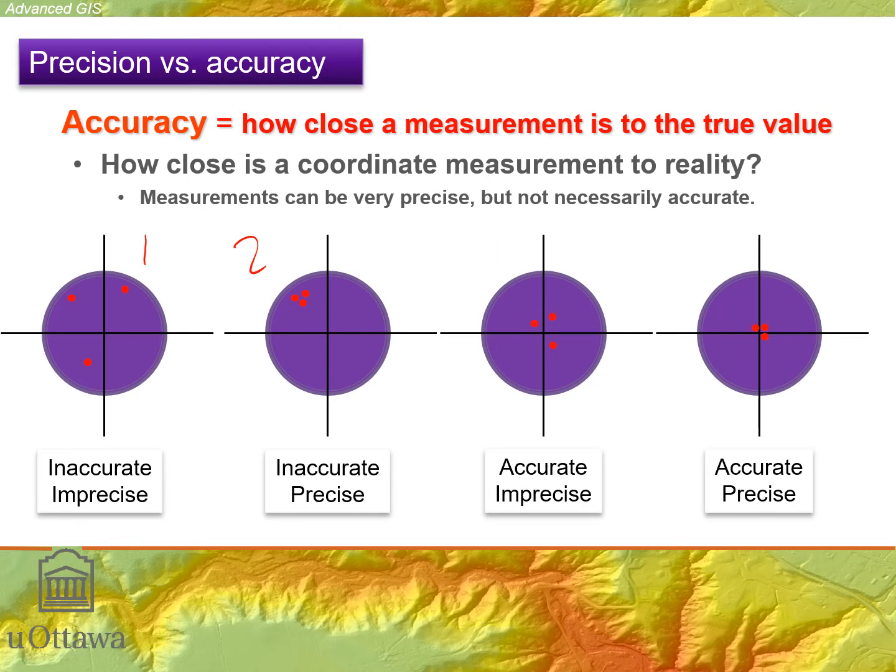And of course, our ultimate goal would be to have measurements that are both accurate and precise. Here we can see that these measurements are accurate. They're all very close to the true location at the center of that X and Y axes. And the values upon repeated measurement are not too different from each other.